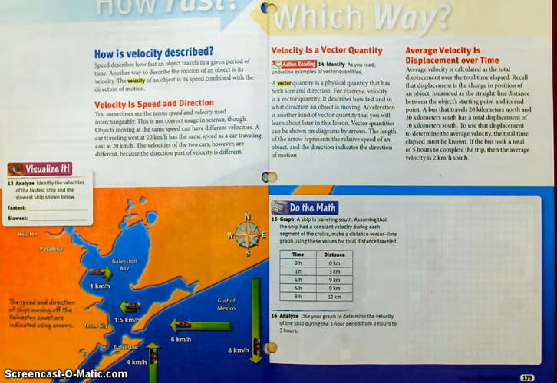Okay. On number 15, a ship is traveling south, assuming that the ship had a constant velocity during each segment of the cruise. Make a distance versus time graph using these values for total distance traveled. And then it says to use your graph to determine the velocity of the ship during the 1 hour period from 2 to 3 hours. Okay, so let's do the graph before we attempt to answer the questions.